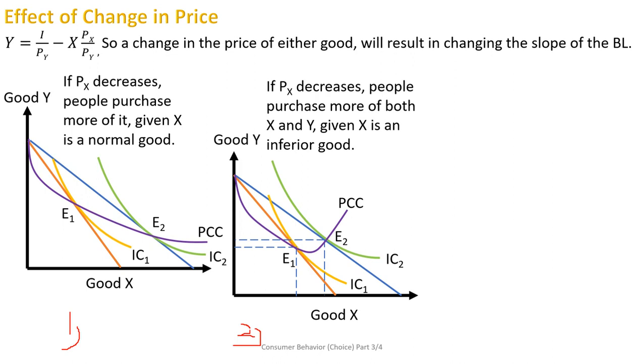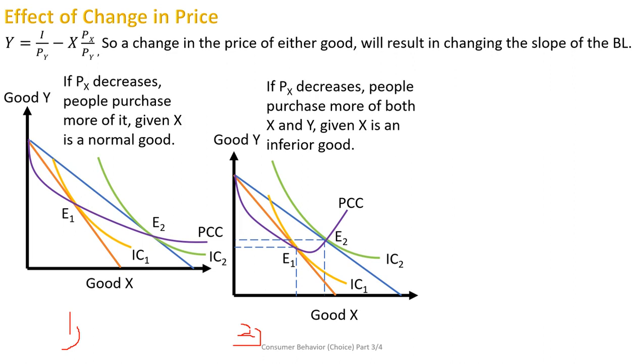Here we are assuming that commodity X is an inferior commodity. So for inferior commodities, if there is a decrease in the price, their quantity demanded also increases, but not as much as in the case of normal goods. Now the third case of Giffen good.